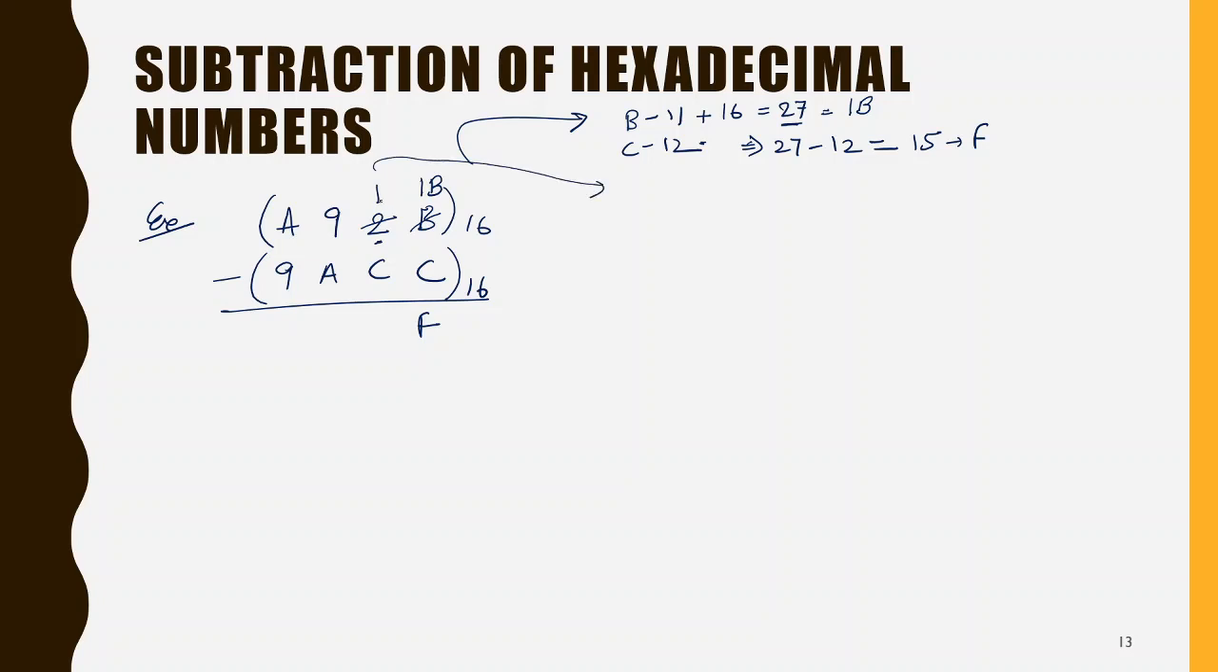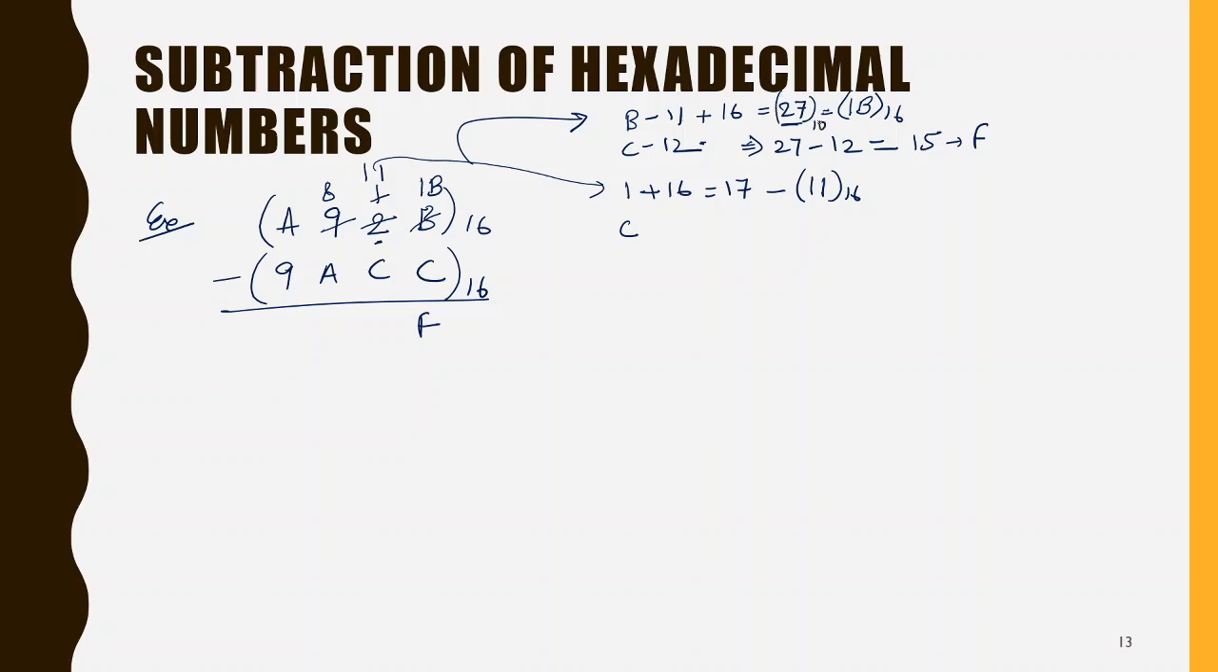Now this 1 minus C. Okay, 1 minus C is not feasible. So this 1 will ask to borrow from its left side. So it will get reduced by 1, so it will become 8. And this quantity will become 11. How will it be 11? 1 plus 16 will become 17, and 17 you write as 11 in hexadecimal, right?